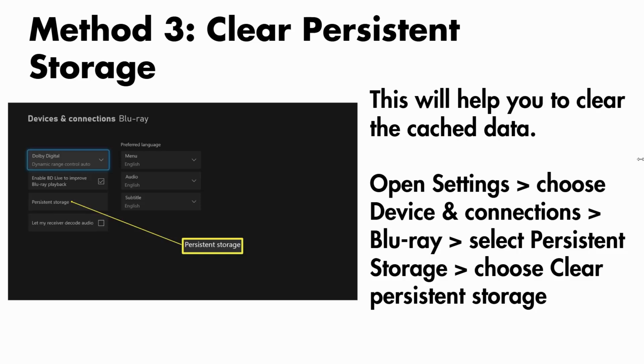Next method is to clear persistent storage. This will help you to clear the cached data. For that, open settings, choose devices and connections, click on Blu-ray, select persistent storage, choose clear persistent storage.